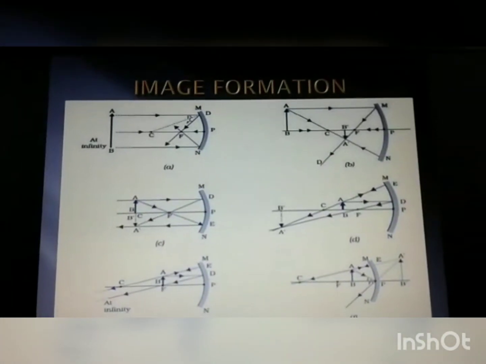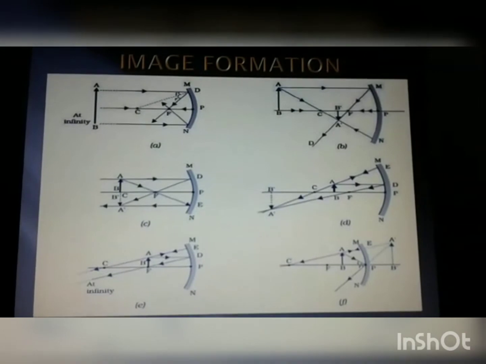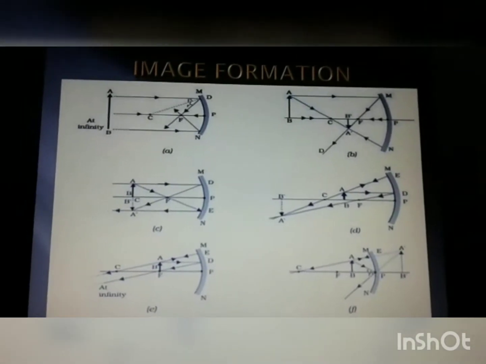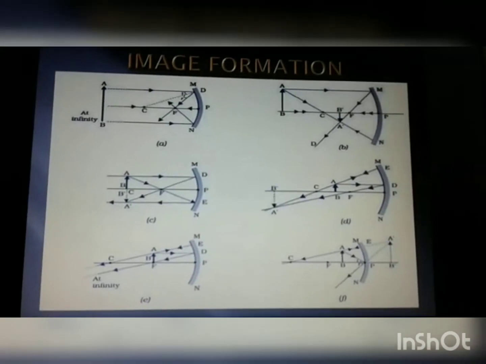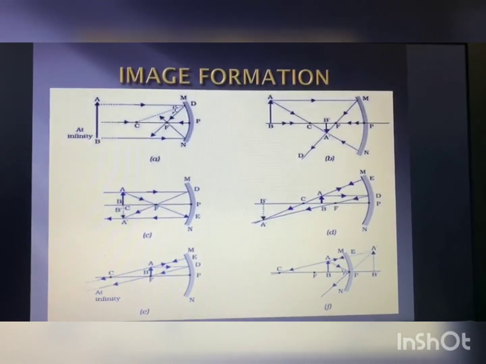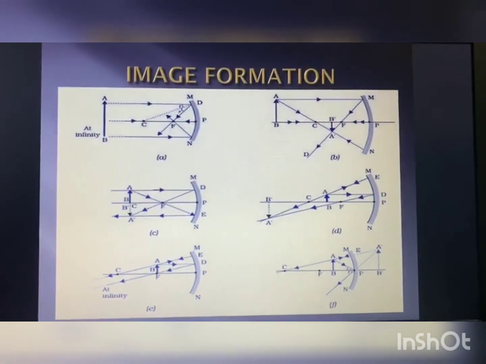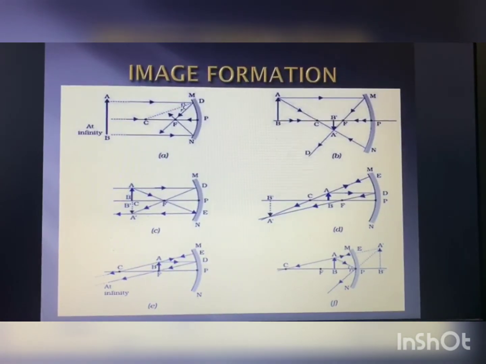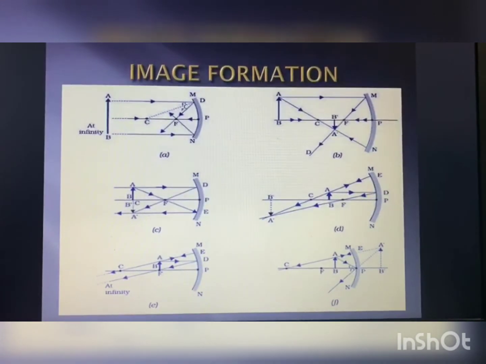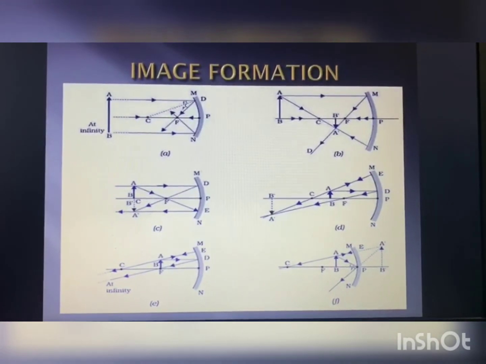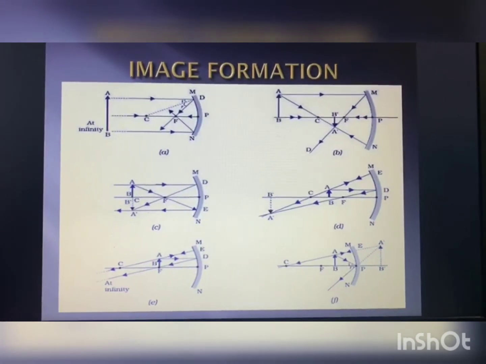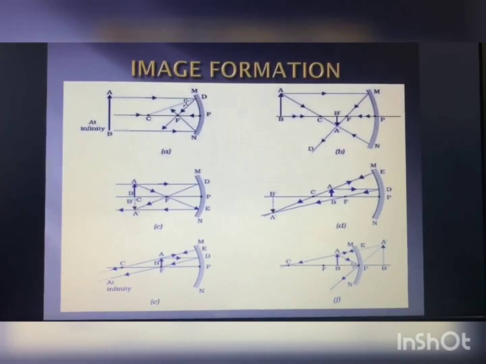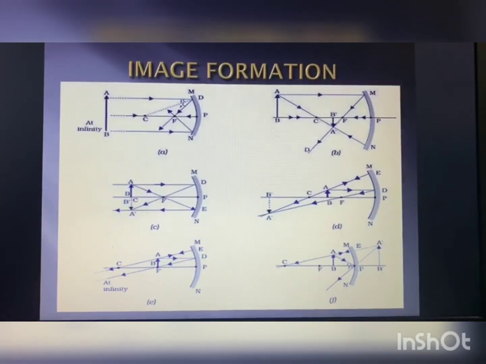Next, or third property: a ray passing through the center of curvature of a concave mirror, or directed towards the center of curvature of a convex mirror, after reflection is reflected back along the same path. And the last property: a ray incident obliquely to the principal axis towards the pole of a concave or a convex mirror is reflected obliquely and follows the laws of reflection.